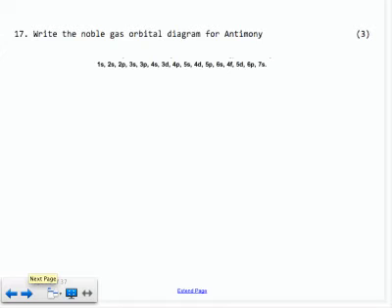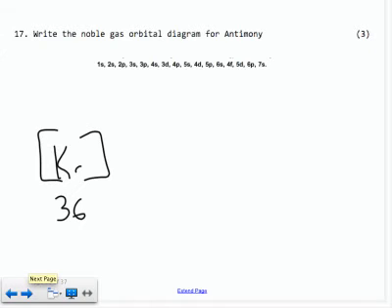So to do the noble gas orbital diagram, we're going to start the same way we did in the noble gas notation, which is with the element krypton in brackets. And remember, that's number 36. We're trying to get to element 51, not to be confused with area 51.